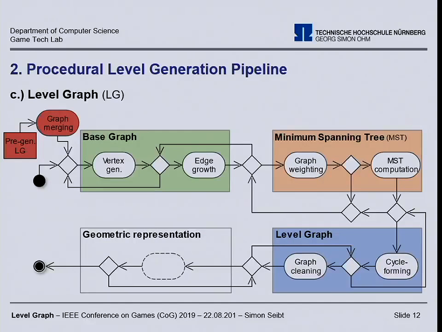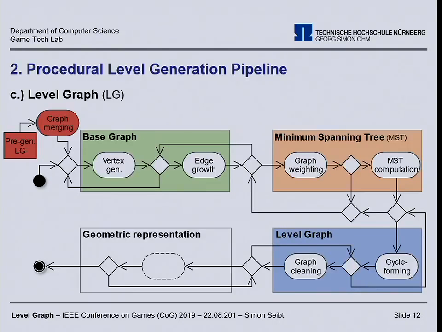Okay, so after we have calculated the MST, we can now enter the next stage, the level graph stage. In this stage, we again have two sub-steps, which represent design options. First we can form cycles, and then we can clean the graph under certain conditions. As a result of this stage, we get the final level graph structure.